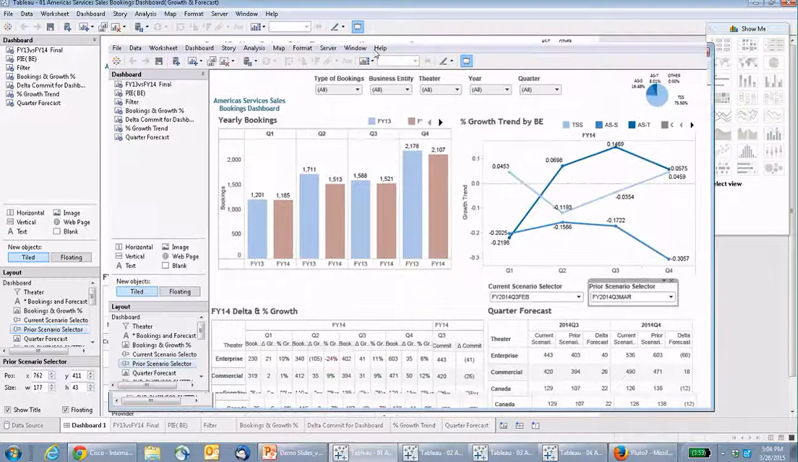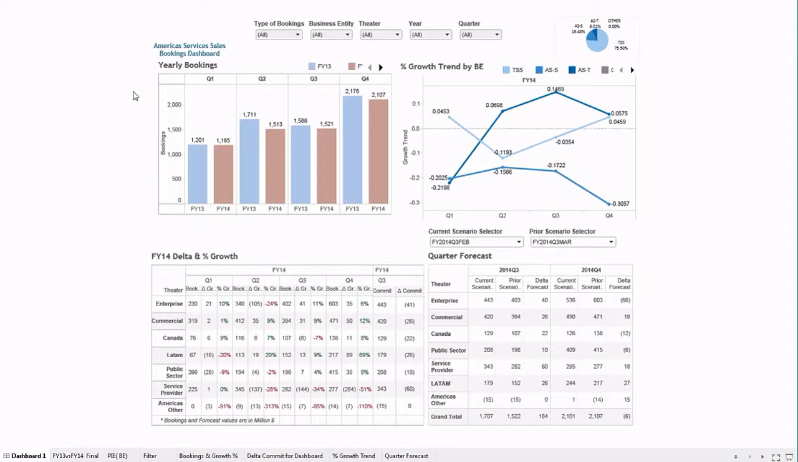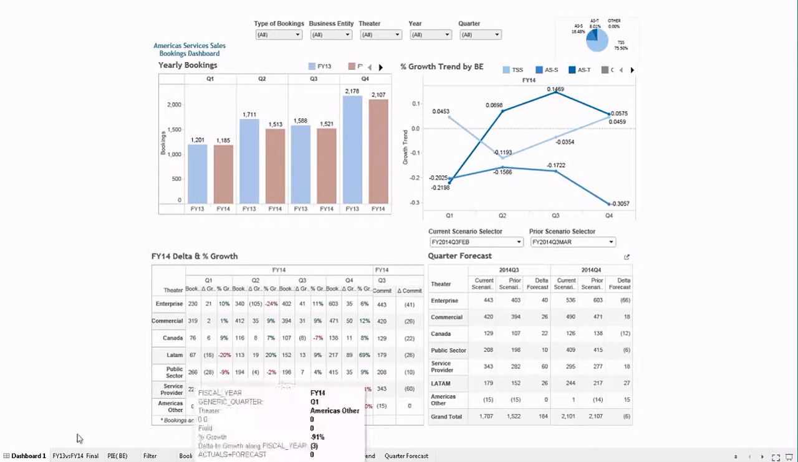As you can see here, the plan is laid out in a Tableau dashboard where you could compare and slice and dice your data by entities, by theaters, by time. It could be years or quarters. And you could look at your delta and growth, comparing them year over year by different segments. Additionally, you could also compare different plans. What is the plan last quarter? What's the plan this quarter? How are they performing quarter over quarter?